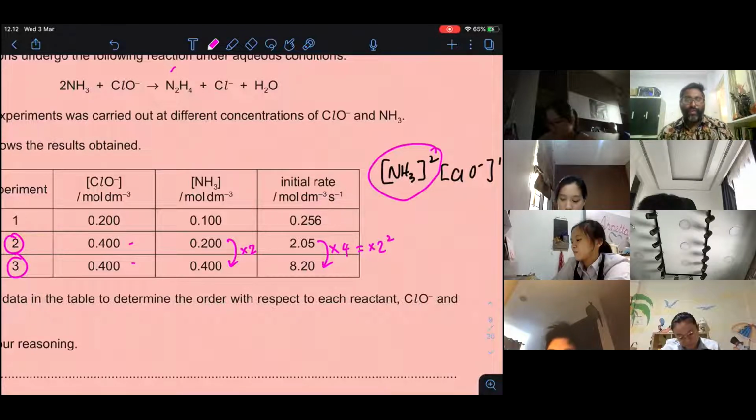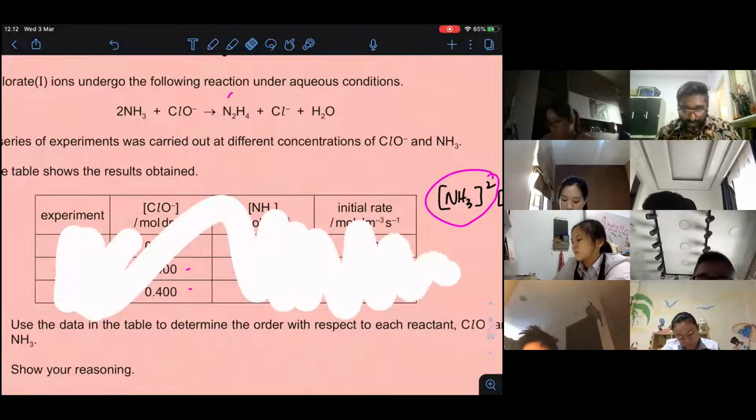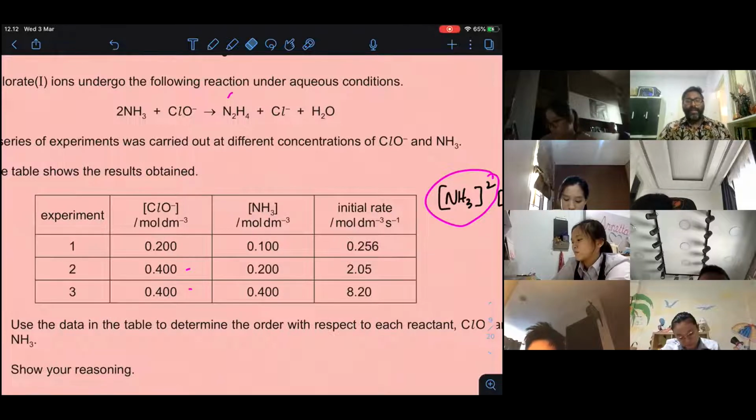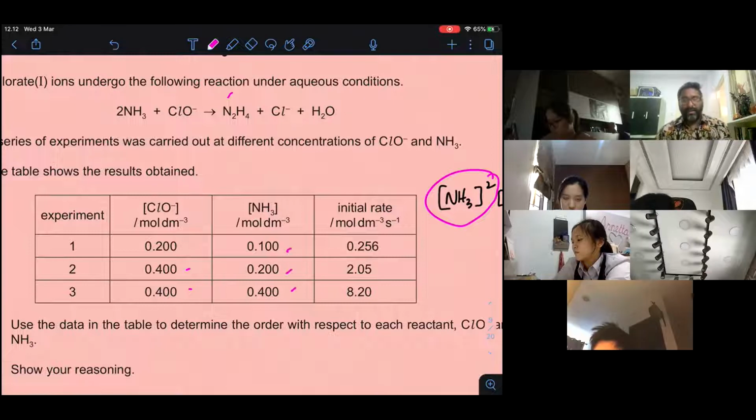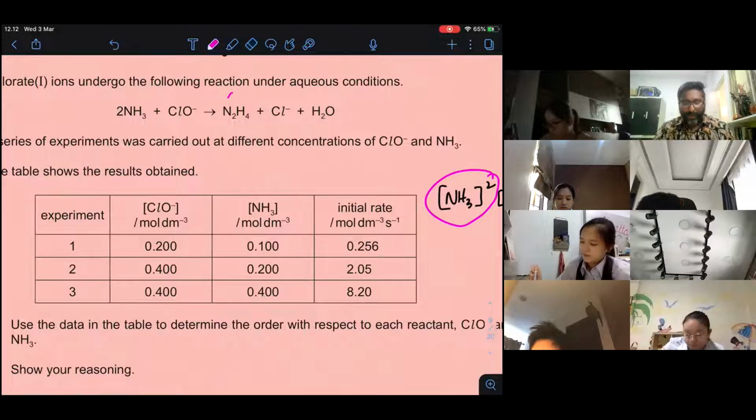And I also need to find out the order with respect to ClO minus. So how do I find out? First of all, I look whether ammonia is constant, but I don't see any of the ammonia concentrations being constant. So you still need to use the basic assumption that ammonia is second order. So I'm going to use that to find out.